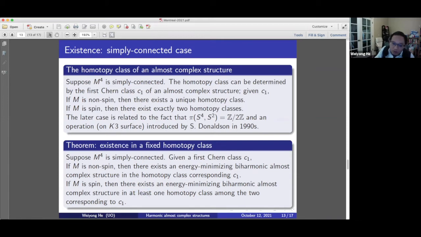Unfortunately, I cannot improve this to a clearer statement. We can only combine these two homotopy classes together corresponding to the first Chern class, and then take an energy minimizing sequence to get an energy minimizer in these two classes. What I believe is one class will have the energy minimizer, the other one will not, but I'm still working on this, so it's not very clear what's going on here. Technically, it's quite complicated to see clearly what's happening.